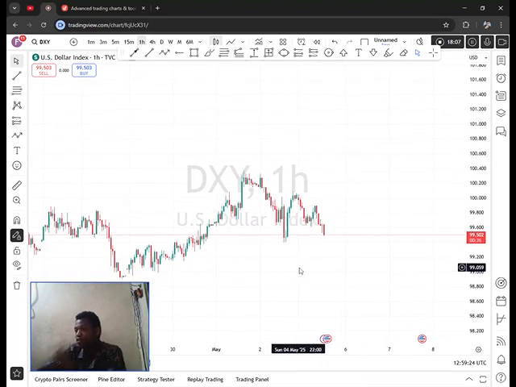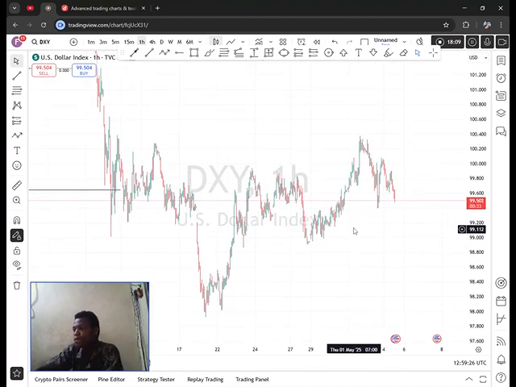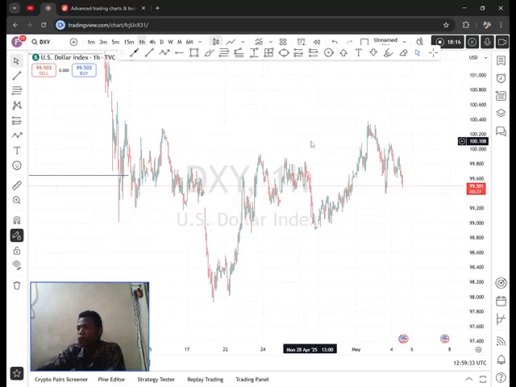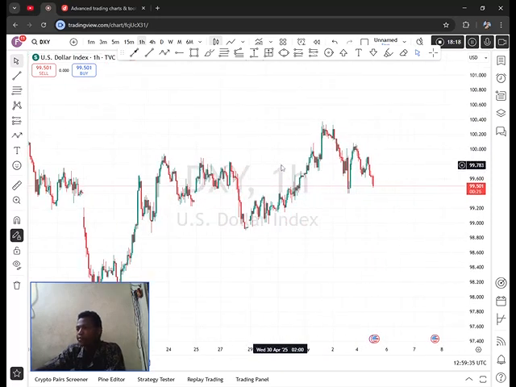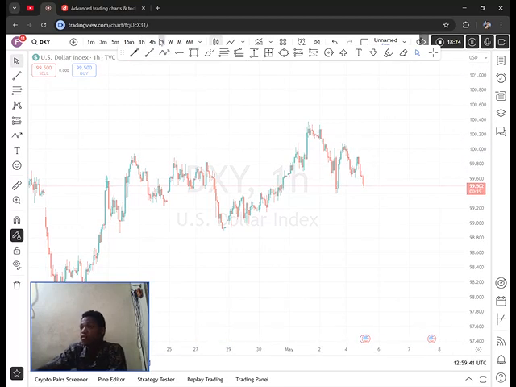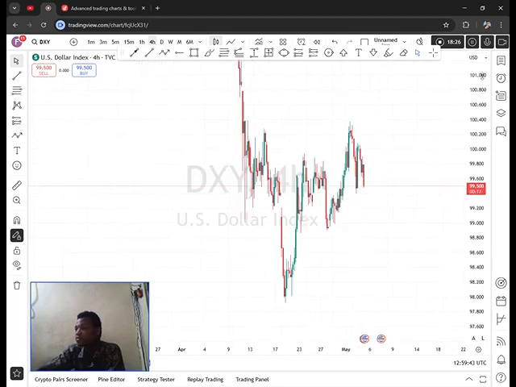Let's go to the 1 hour time frame. On the 1 hour time frame, it looks like DXY is bearish. Honestly, I don't even know what's going on here. So we'll just stay on the daily and 4 hour time frames to be on the safe side.